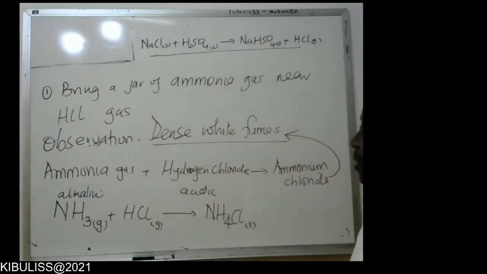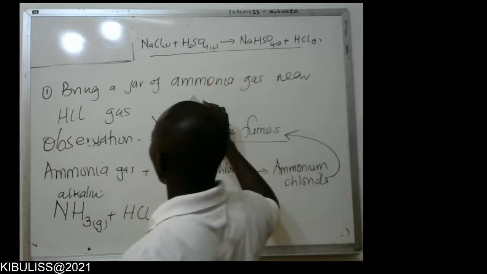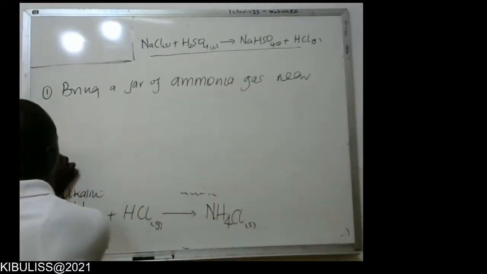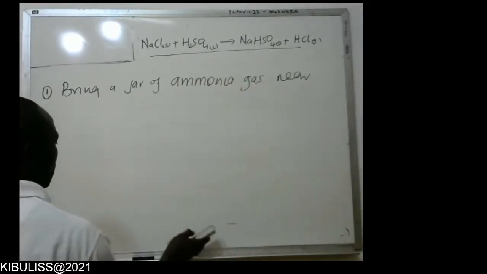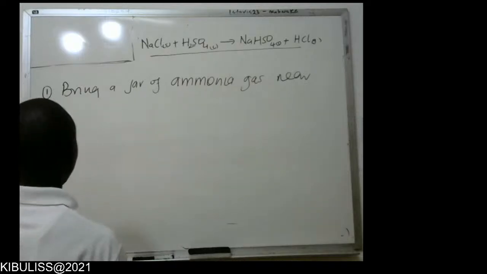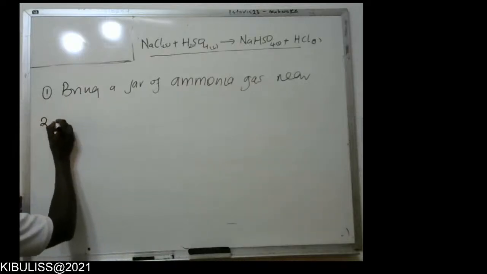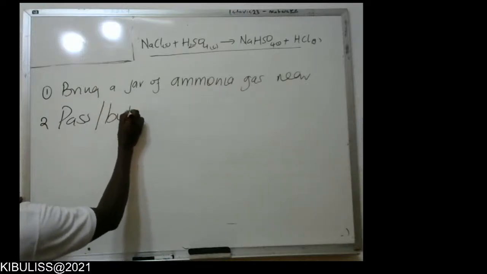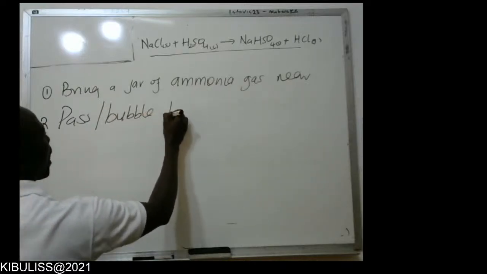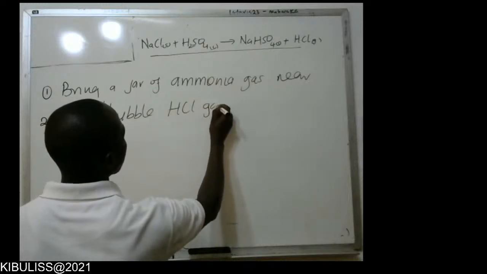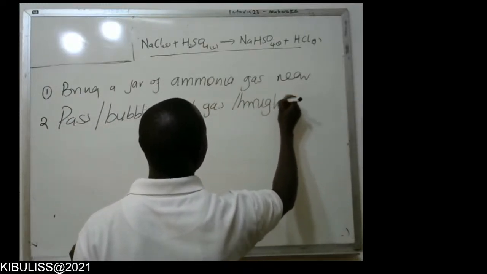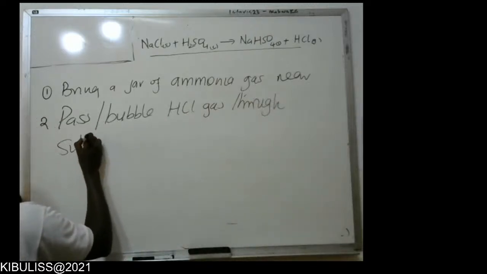So this is what is happening. This is test number 1. Allow me to continue to look at test number 2. In test number 2, we bubble hydrogen chloride gas through silver nitrate solution.